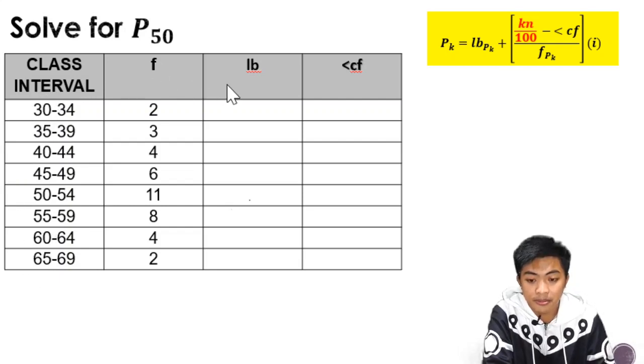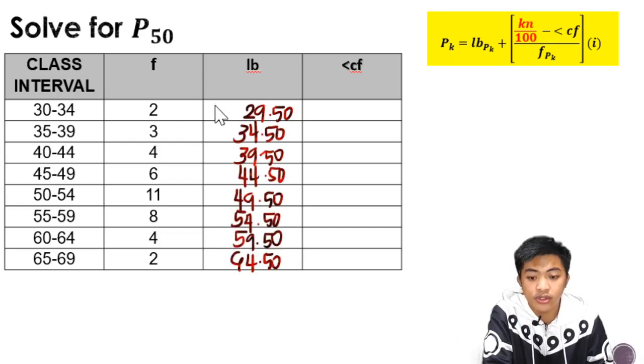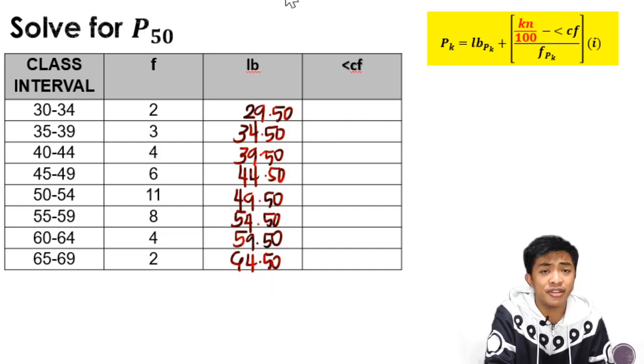So let's do that. 30 minus 0.50 is 29.50. So subtracting 0.50 from 35, that is 34.50. And so on, hanggang sa makompleto yung column na to. Okay, so after this column, we also solve for the less than cumulative frequency.